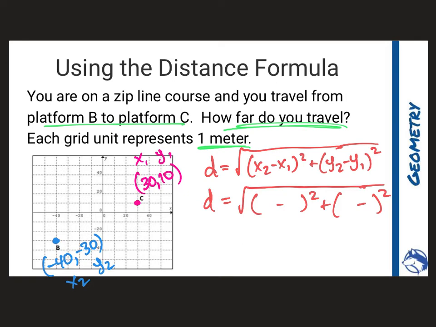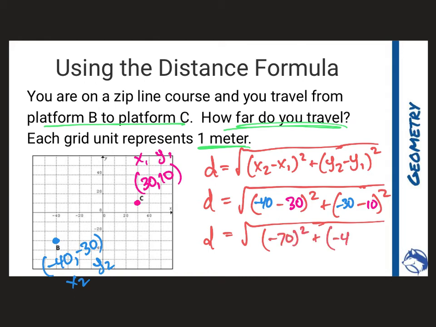And I do this with colors just to help everybody out. So it's x2, which is negative 40, y2, which is negative 30. And then I had x1, which is 30, and y1, which is 10. So all I have to do now is continue solving it. Negative 40 minus 30 is negative 70 squared. Negative 30 minus 10 is negative 40, and that's going to be squared.